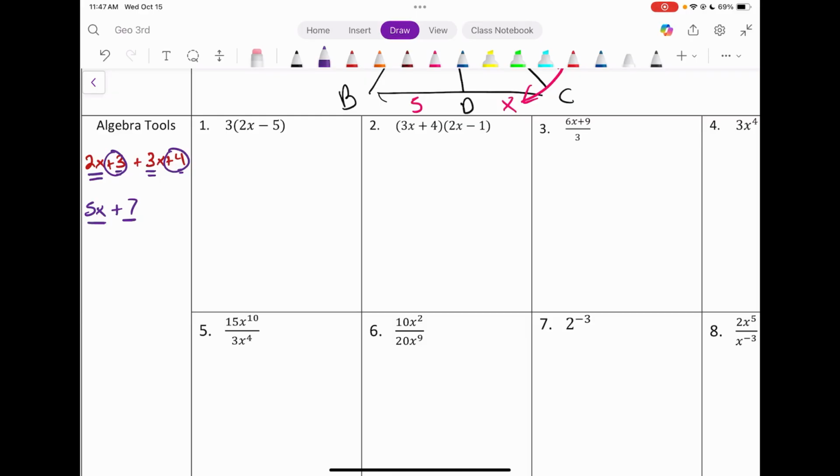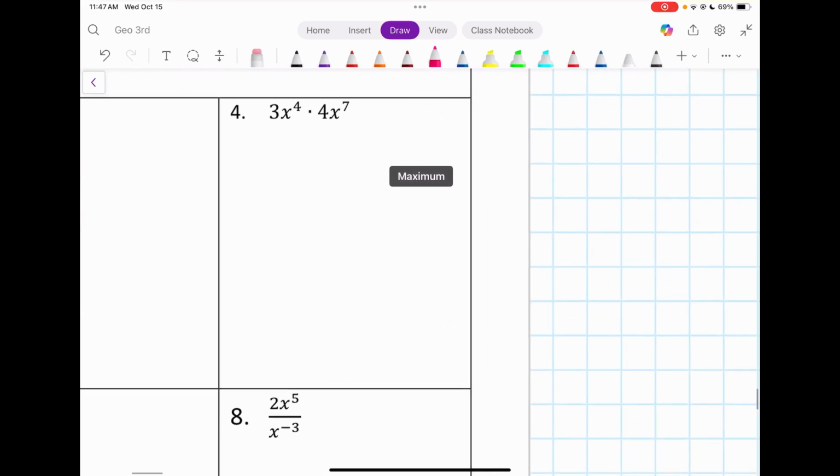Something else you need to watch out for is the plus and minus signs. So if you have a 3 outside of parentheses being multiplied by the stuff inside parentheses, make sure you do what's called distribute. You've got to distribute that 3 to both things inside parentheses. Now, when you multiply, let's skip over before we do that one and let's do number 4.